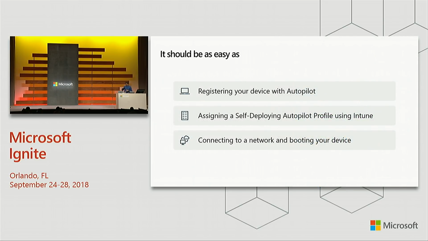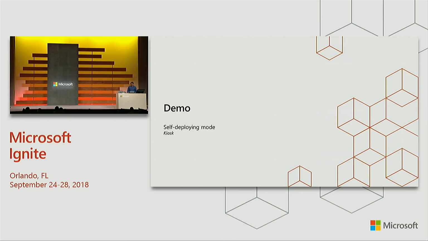And we also thought about, again, going back to our Autopilot principles. It should be really as easy as registering your device, assigning a self-deploying profile using Intune, and then connecting to a network and just booting the machine. So we went ahead and built that. And so instead of going through all the nuts and bolts, I'd actually just like to show this to you now. And to do that, I have a Surface Go here.